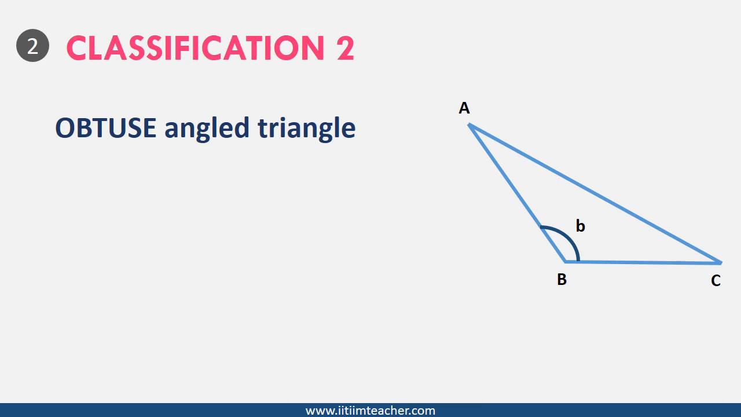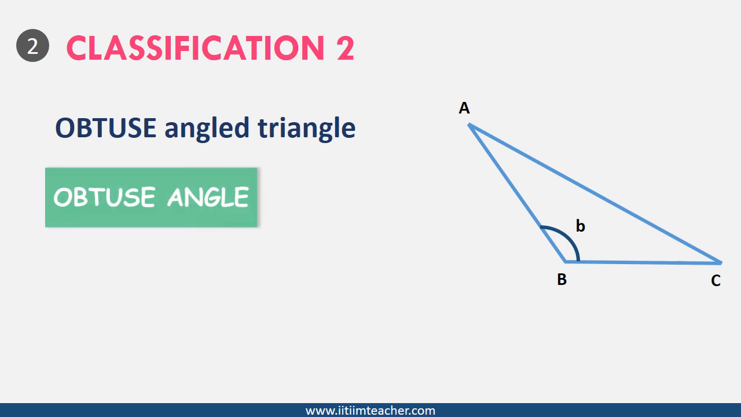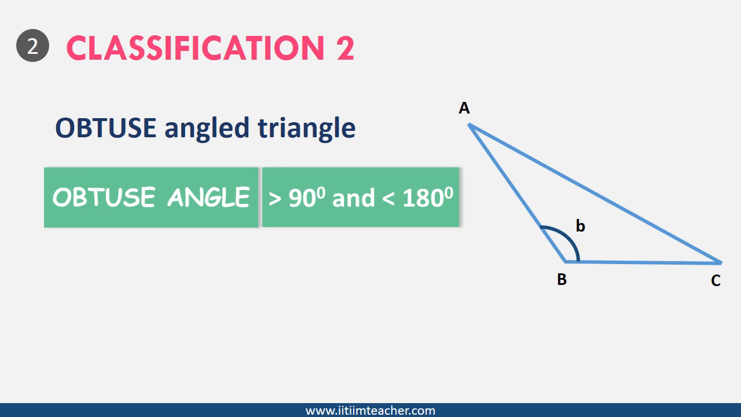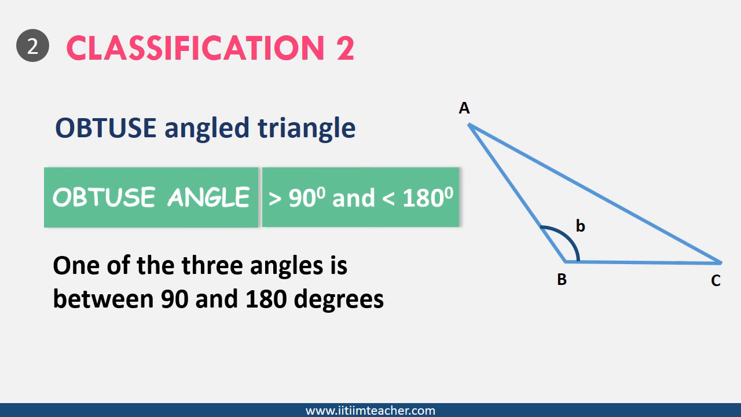What is an obtuse angle triangle? Recall, what's an obtuse angle? That lies between 90 and 180 degrees. So if one of the three angles of the triangle is between 90 and 180, such a triangle is called obtuse angle triangle. In the triangle ABC shown aside, angle B is greater than 90 and of course less than 180. Hence, it's an obtuse angle triangle with obtuse angle as B.